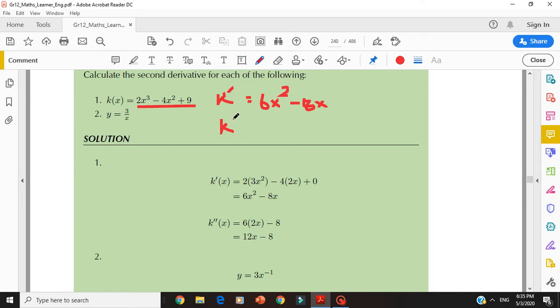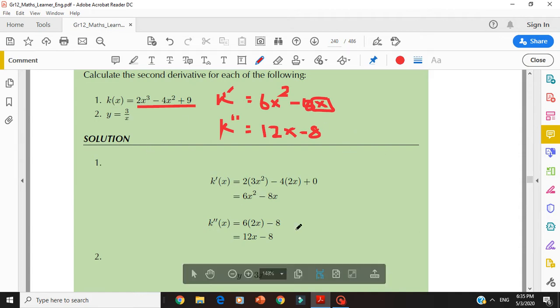Okay, so if I want to get k double prime, that's going to give me 6 times 2 is 12x, and the derivative of any constant times x is just that constant, the number in front of it. X is what I'm referring to, not x squared, not x cubed. It has to be just x for it to give the constant. Okay, so let's look at the second problem.